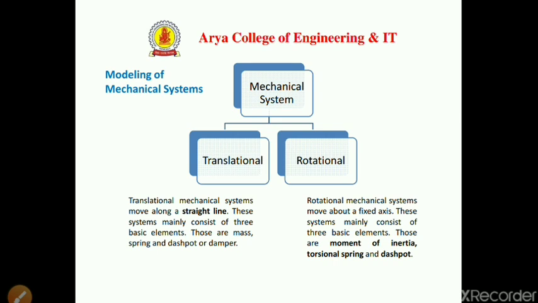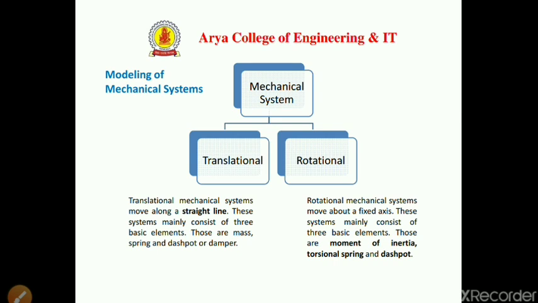So the main thing is the classification of mechanical systems on the basis of their movement. First one is translational mechanical system that moves along a straight line. Okay, another one is rotational mechanical system. Rotational mechanical system moves about a fixed axis. Okay, there is a movement about a fixed axis, and the same three main basic elements are present, that are moment of inertia, torsional spring and dashpot. We will discuss these also in the next slide.